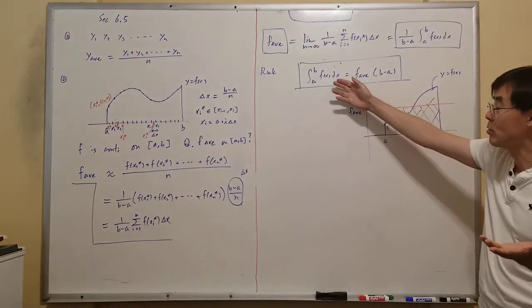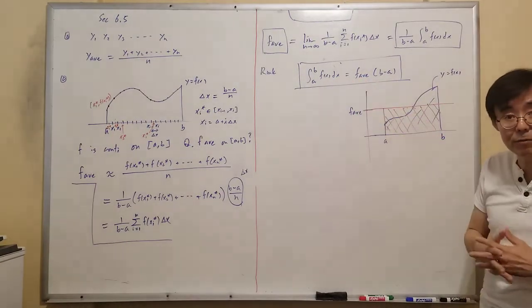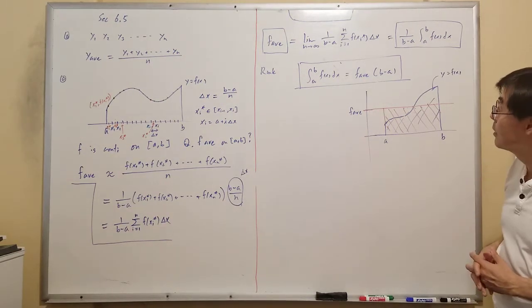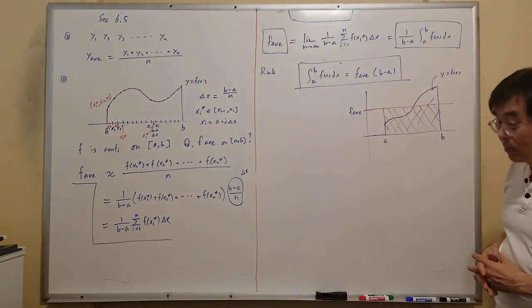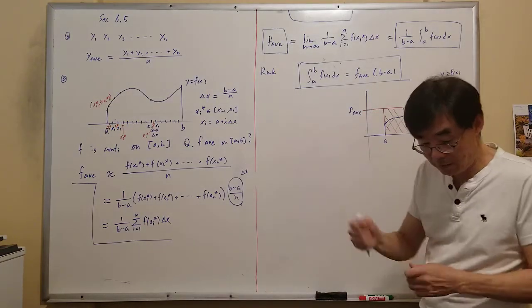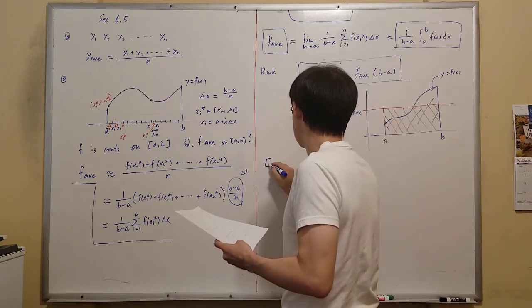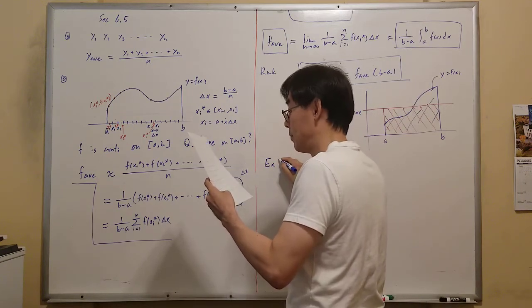Of course, we are just assuming that f of x is greater than or equal to 0, but this works whether f of x is positive or negative. So, that is the concept of average value. This is the definition. So, example 1.